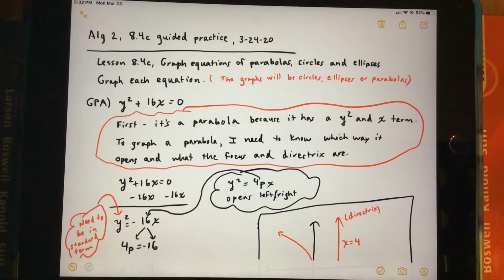Hey, Algebra 2 class, we're going to go over our guided practice problems for lesson 8.4c. In this lesson, we're going to practice graphing equations of parabolas, circles, and ellipses.